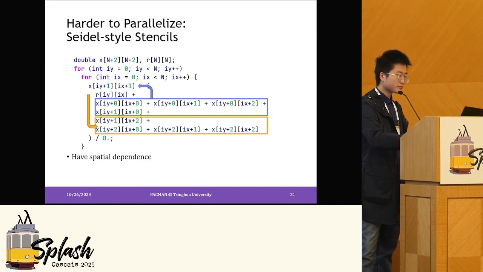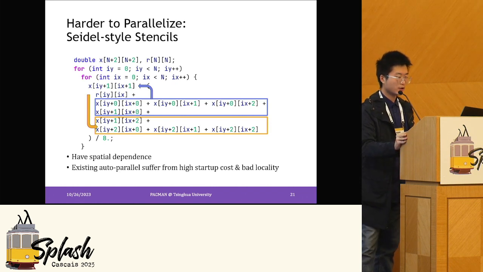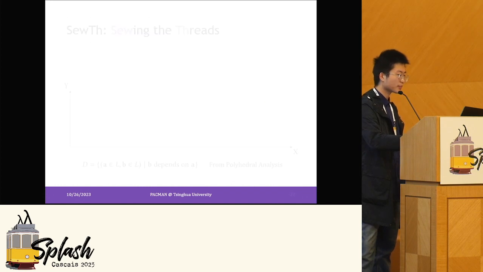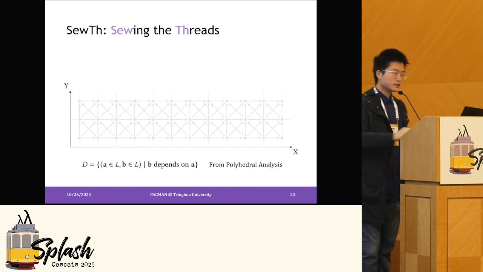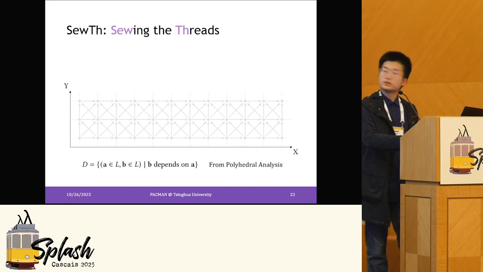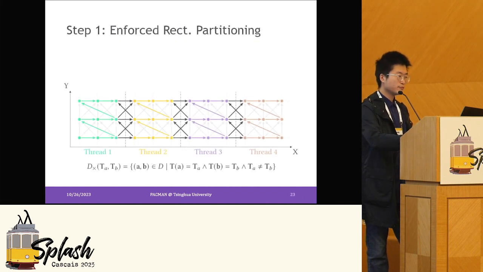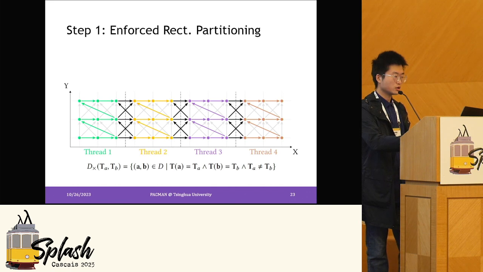So existing auto-parallelization methods suffer from either high startup cost or bad locality. So we want to resolve this issue. Firstly, we retrieve the dependence graph from polyhedral analysis. This is expanded and actually is in symbolic form. Then we check the dependencies crossing the thread boundaries, in which the thread's tile size is determined by the grid size and thread number.